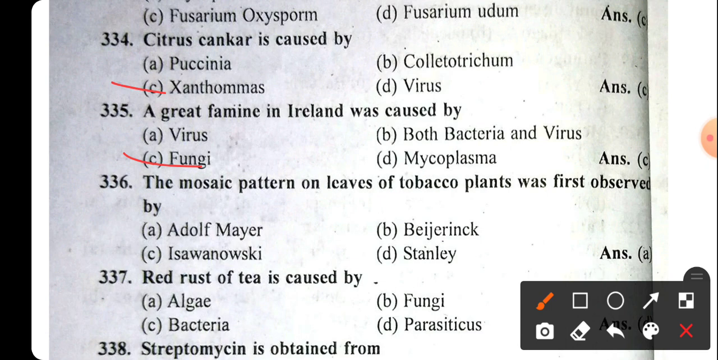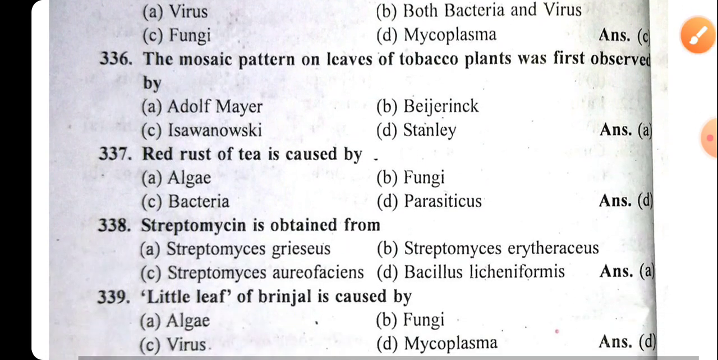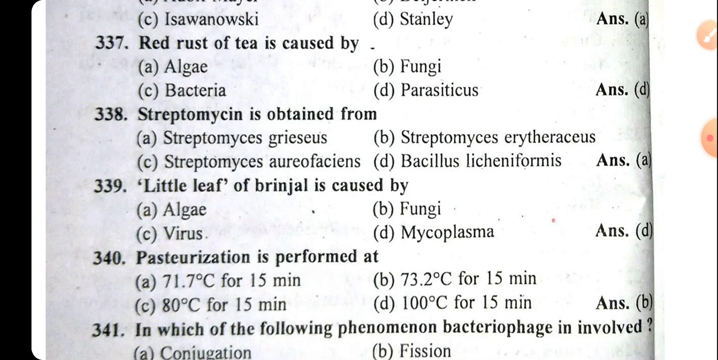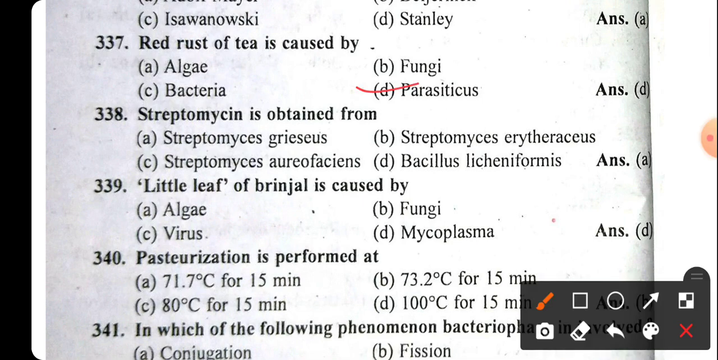The mosaic pattern on leaves of tobacco plant was first observed by Adolf Mayer. Okay. Now the next question is: red rust of tea is caused by Cephaleuros parasiticus. Option D will be the right answer. Now the next question is: streptomycin is obtained from Streptomyces griseus. Option A will be the right answer. Now the next question is: little leaf of brinjal is caused by mycoplasma.